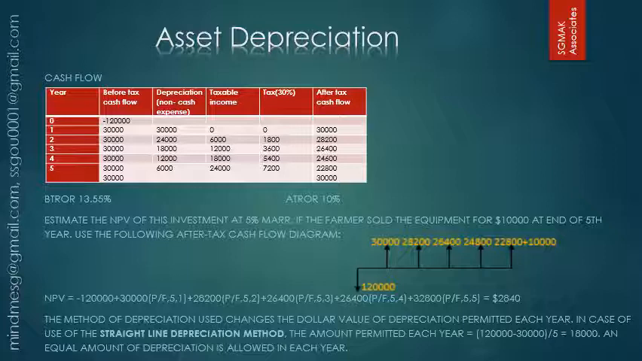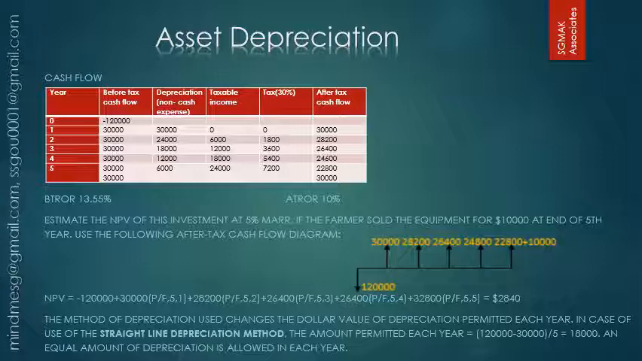Year five, revenue was 30,000. Your depreciation from the schedule is 6,000. So your taxable income is 24,000. You're paying more taxes this year. The tax to be paid is 7,200. So your after-tax cash flow, or revenue, is 22,800. The very last column gives you the after-tax cash flow.